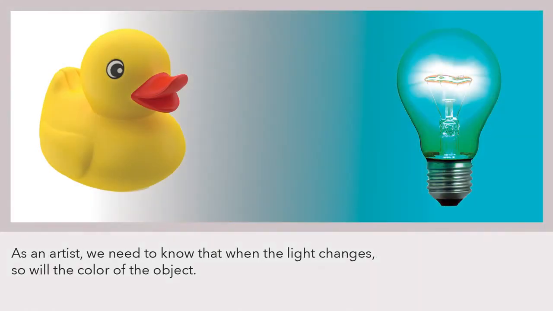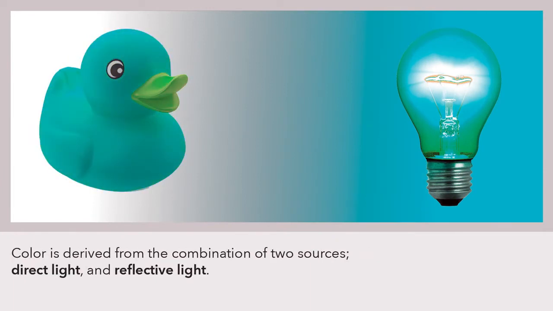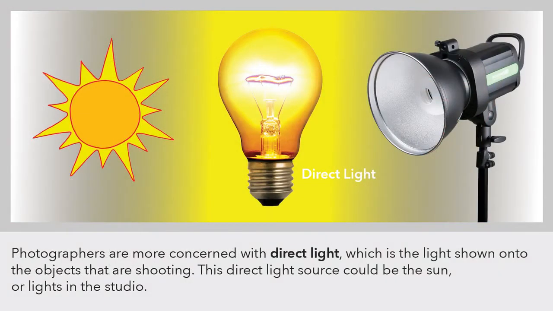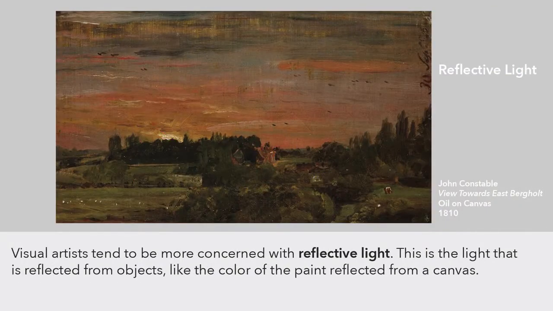As an artist, we need to know that when the light changes, so will the color of the object. Color is derived from the combination of two sources, direct light and reflective light. Photographers are more concerned with direct light, which is the light shown on the objects they are shooting. This direct light source can be the sun or lights in the studio. Visual artists tend to be more concerned with reflective light. This is the light that is reflected from objects, like the color of the paint reflected from the canvas.